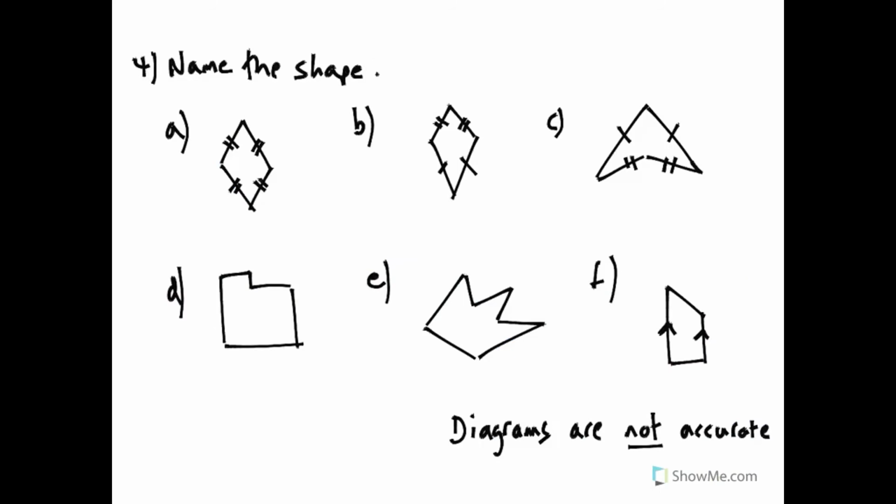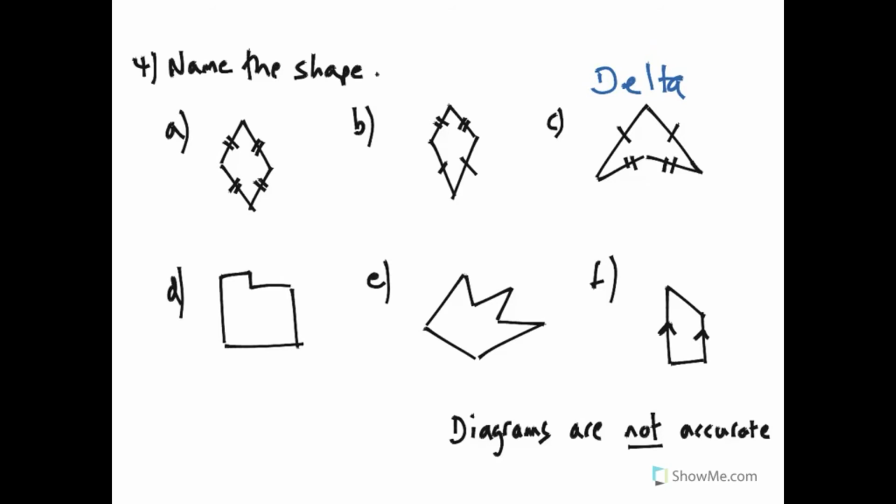Naming shapes. This is a nightmare for some of you. I'm going to name them now. Shape A, rhombus. Shape B, kite. Shape D, you can say arrowhead. You can't say arrow, and you can say its proper name, delta. That will get you the marks in the exam.